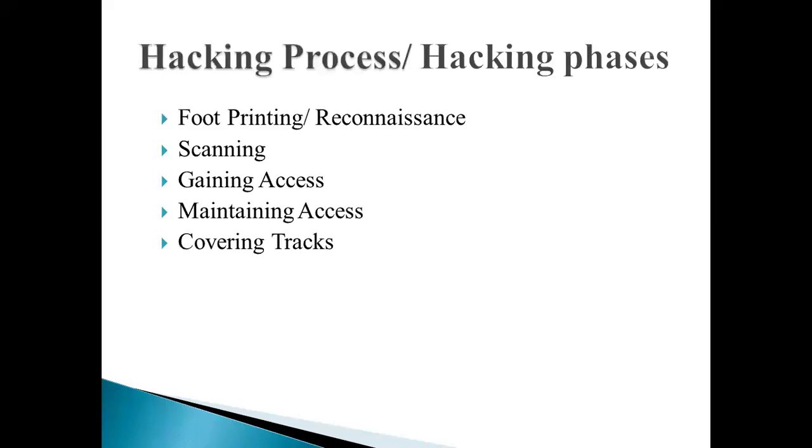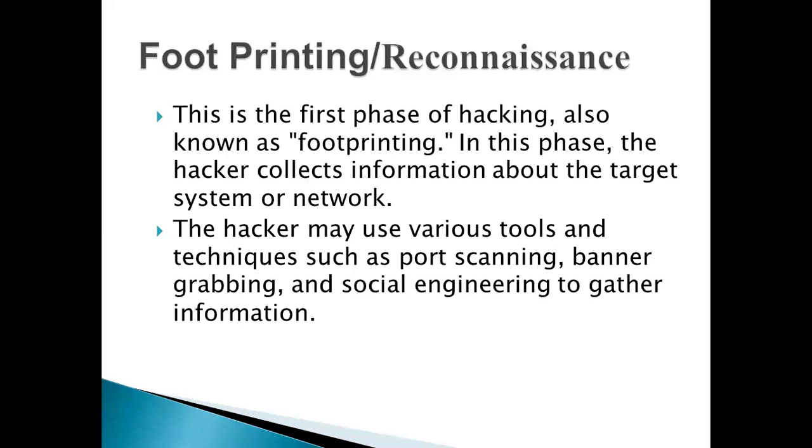Then what are the different phases of the hacking process? Footprinting or reconnaissance, scanning, gaining access, maintaining access, and covering tracks. These are the main hacking phases. So what do we mean by footprinting? This is the first step of any hacking. It means collecting information about the target system or network. Hackers may use various tools and techniques such as port scanning, banner grabbing, and social engineering to gather the information. Every hacking process, including ethical hacking, takes footprinting as the first step.